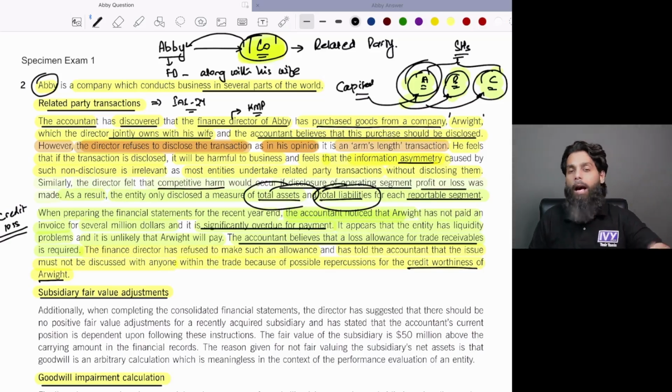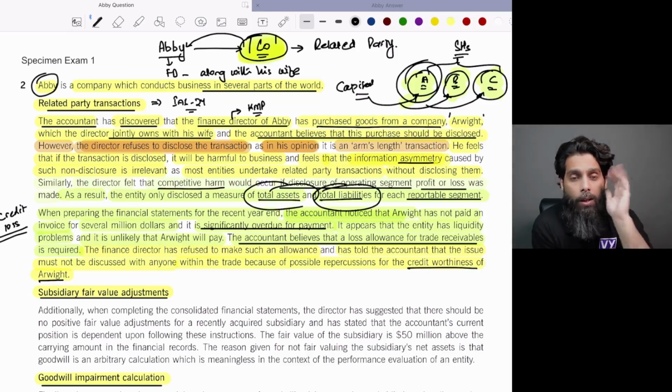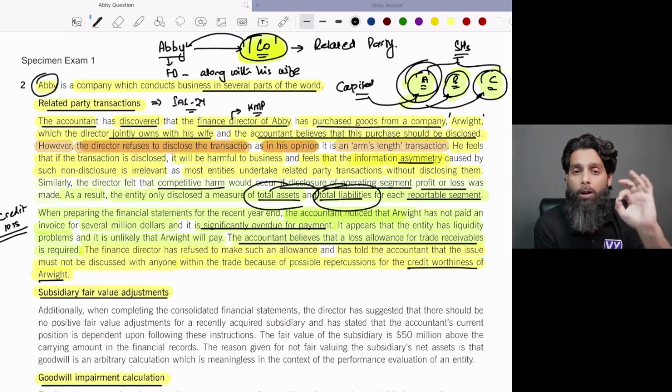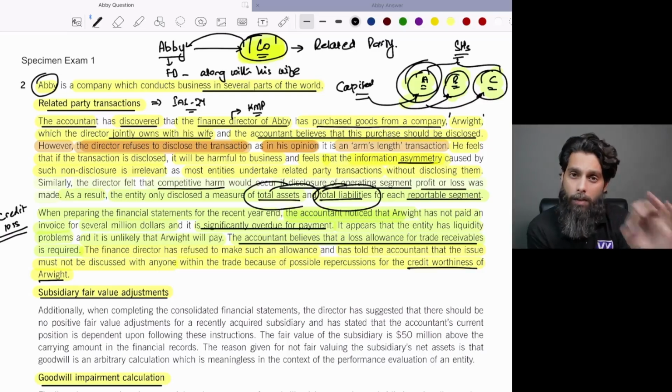Now, what should your accountant be doing? Should your accountant be saying, okay, sir, you are my finance director, you are my boss, whatever you say, I am going to follow? No. The reporting accountant should maintain his or her integrity. He should make sure that he remains straightforward and honest in all his business and professional relationships.